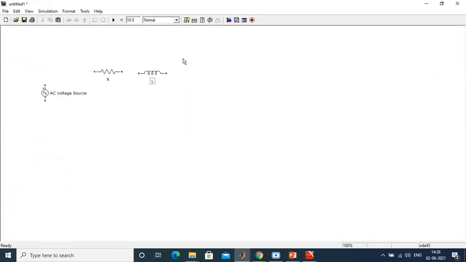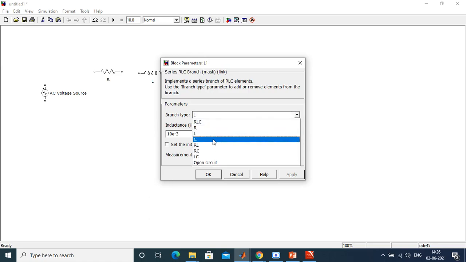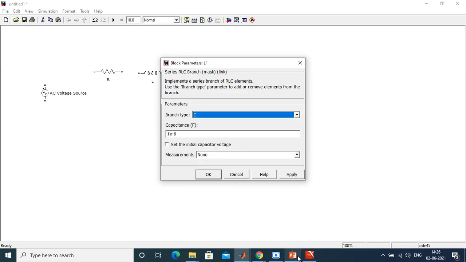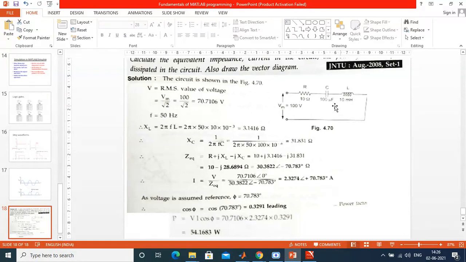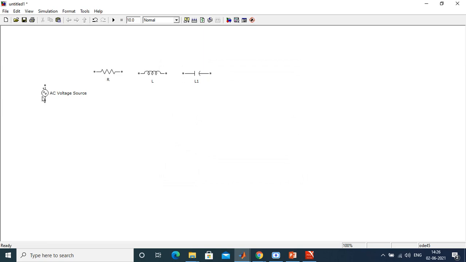Next, I will take C, double click on it, and select the branch type as C. What is the C value? 100 microfarads. So that's why 100 e power minus 6. Apply. Okay.